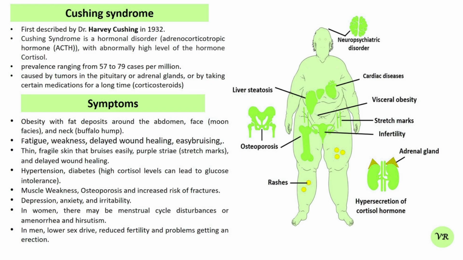Symptoms include weight gain, fragile skin that bruises easily, purple striae, that is stretch marks, delayed wound healing, hypertension, diabetes, muscle weakness, osteoporosis, depression, anxiety, hirsutism, and menstrual cycle disturbance or amenorrhea in women.